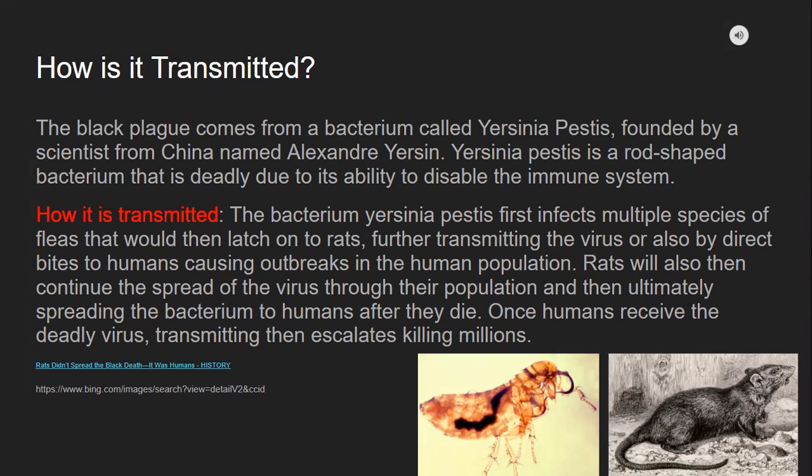So how is it transmitted exactly? Well, the bacterium Yersinia pestis first infects multiple species of fleas that would then latch onto rats, further transmitting the virus, or also by direct bites to humans, causing outbreaks in the human population. Rats will also continue the spread of the virus through their population and then ultimately spread the bacterium to humans after they die. So once humans receive the deadly virus, transmission escalates, killing millions of people.